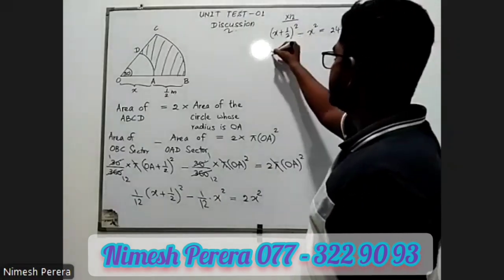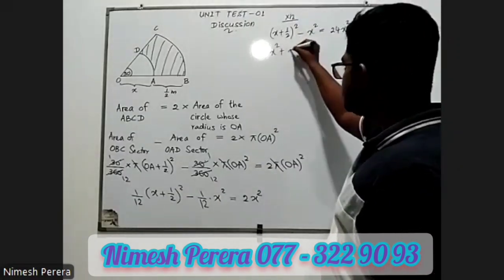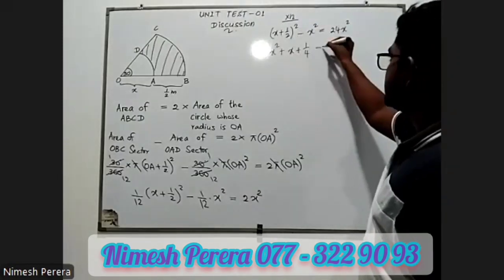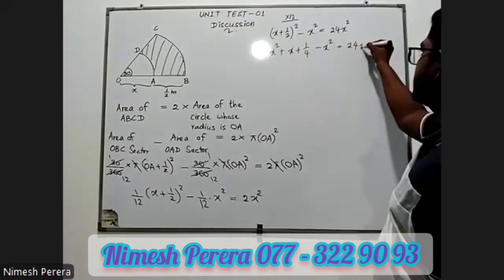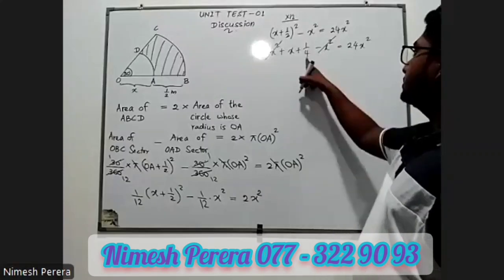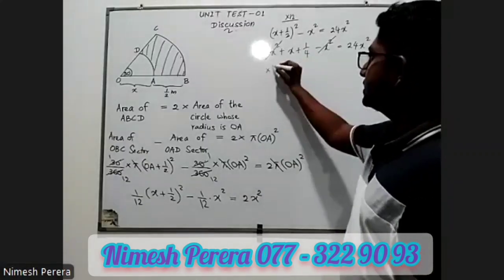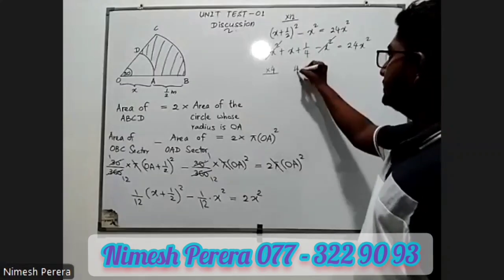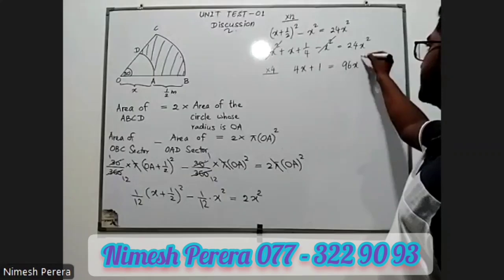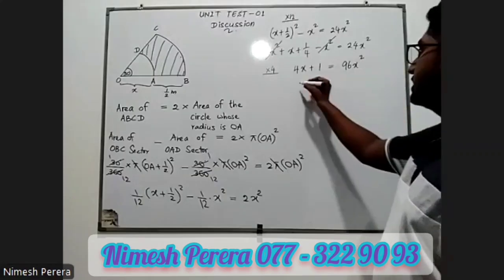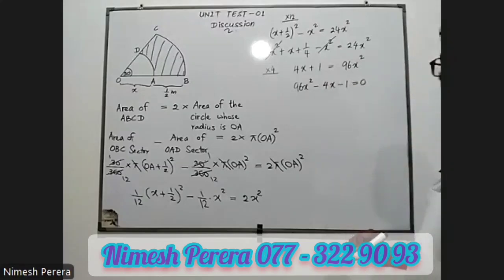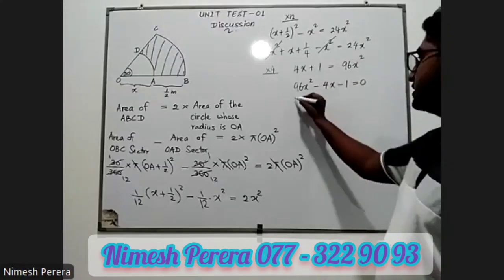Now expand this. These 3 terms are the expansion here. Then minus X square plus X square get cancelled. Now to cancel this 4 in the denominator, multiply the equation by 4. Then you will have 4x plus 1 equal 4 into 24, 96 x square. Now bring these two to right hand side. Then you will have a quadratic equation of x. You have to factorize this.